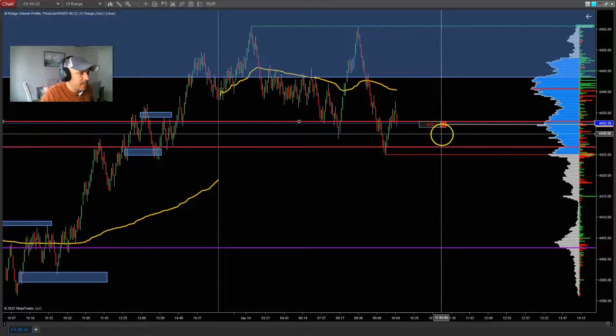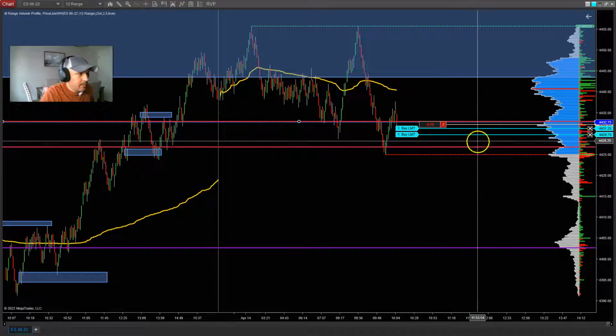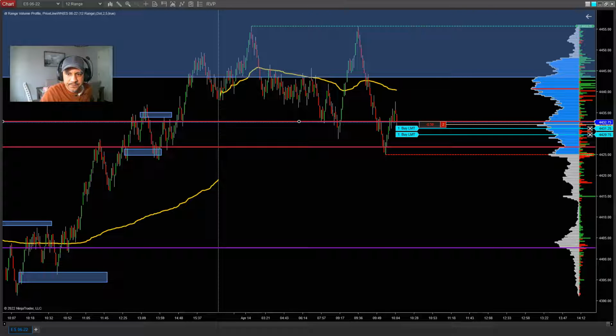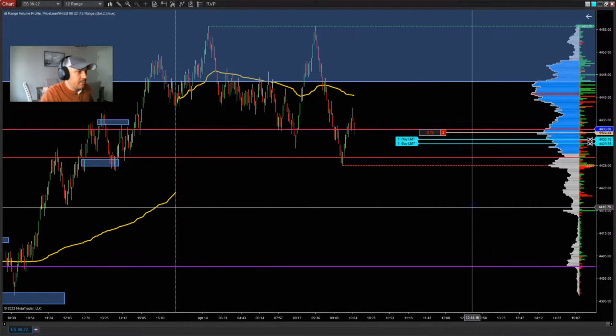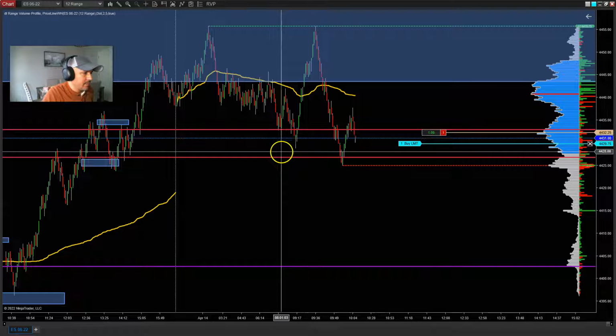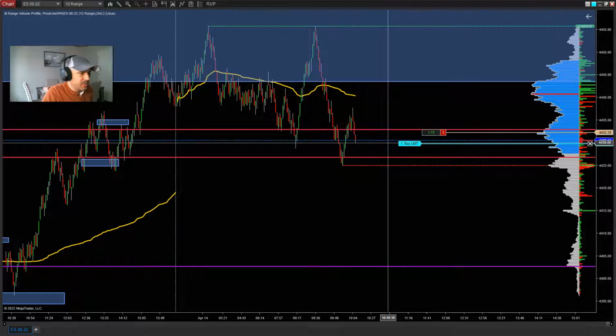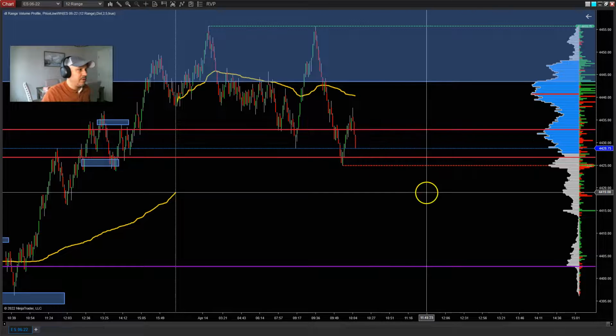Okay, I'm short. Looking for price to come back down, test this area down here. I'm gonna move this a little lower here. Waiting for the break. There we go. Come on. Look at that. It hit my second profit target by just a tick. I mean, just one tick away. Come on. Okay, there we go. We got filled. All right.